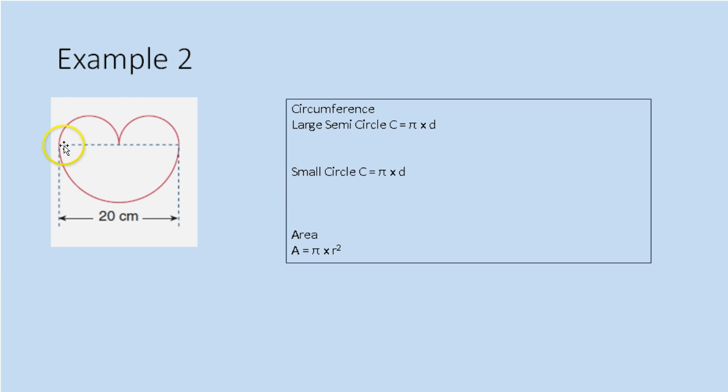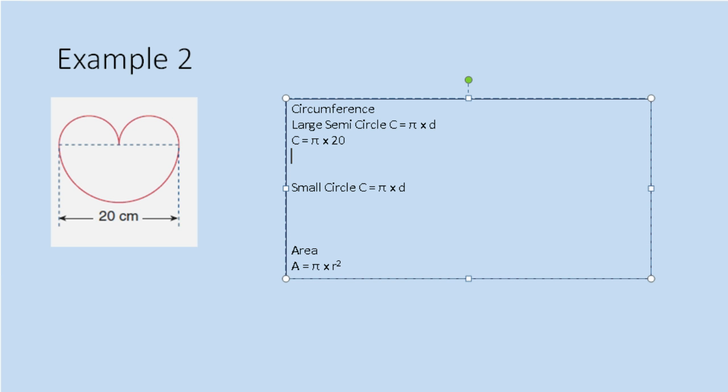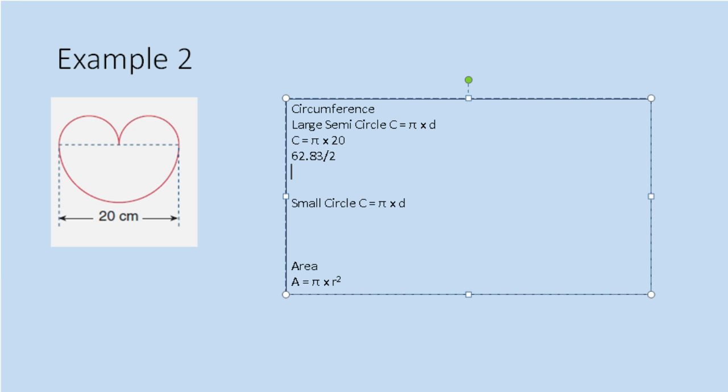Okay, let's have a look at this one here. This one's a bit trickier. We can see here we've got one large semicircle and two smaller semicircles. Together those two semicircles would make one whole. And that's how I'm going to approach this question. So let's have a look at the large one first. Again, we've been given the diameter. So C is equal to pi times 20. That's 62.83, and we've only got half a circle, so I need to divide by 2. So the circumference of the large is 31.41.